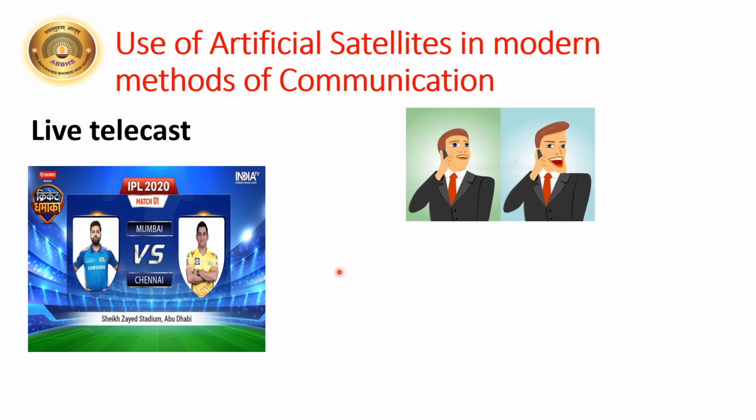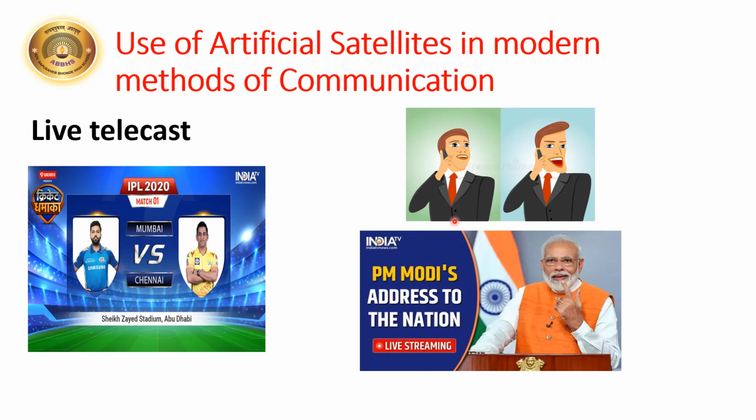Second example, mobile phones. We can directly talk to people in other countries. Also, with the help of mobile phones, we can see each other due to these modern methods of communication. Third example, Prime Minister addressing the nation. Observe this picture. In this picture, our Prime Minister Modi is addressing the nation. The President or Prime Minister can address the entire nation at the same time on the radio or on TV. These all things are possible due to artificial satellites.